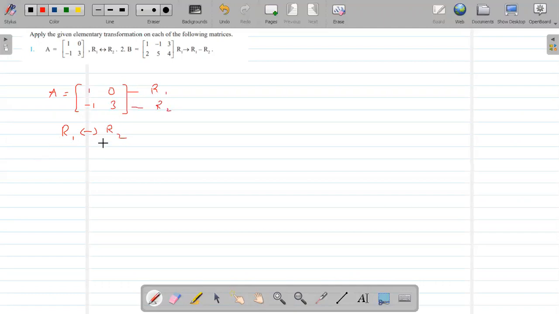So how are you going to interchange? Just interchange these both rows. The lower row will come up and the upper row will go down. So ये कुछ ऐसा दिखाई देगा. So -1 3 1 0. समझ में आया इतना? Yes, sir. Okay.